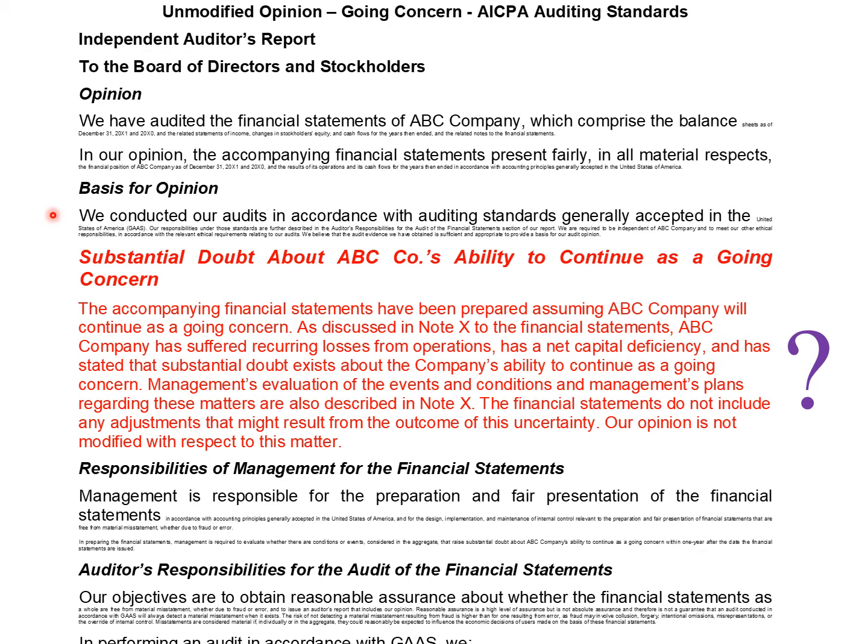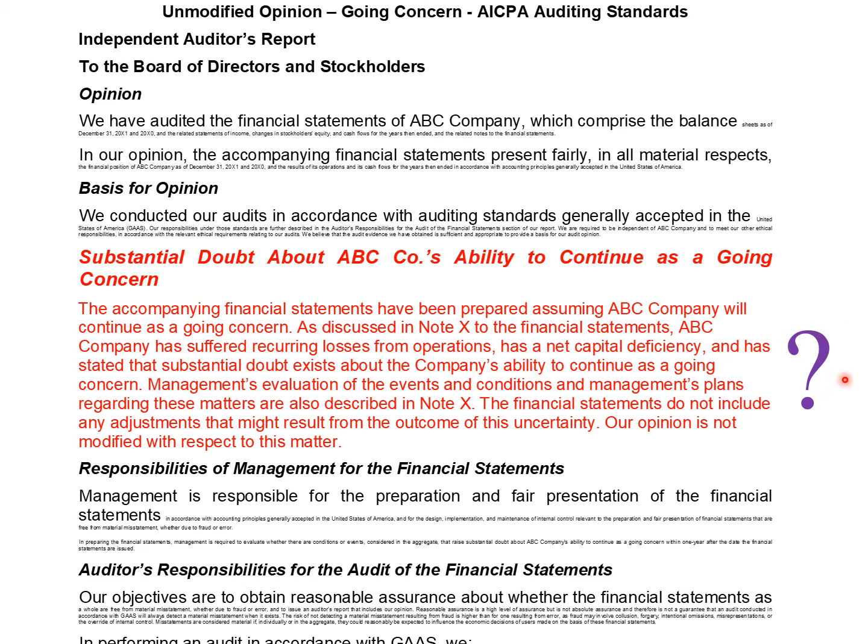It's Chapter 5, by the way. So we're going to add an emphasis of matter paragraph here. In the emphasis of matter, we're going to explain, please go to footnote 17 that talks about the problems. You should be able to tell from the financial statements that the company's in great financial distress. But if you can't, make sure you read footnote 17, because this company's probably going to go bankrupt.